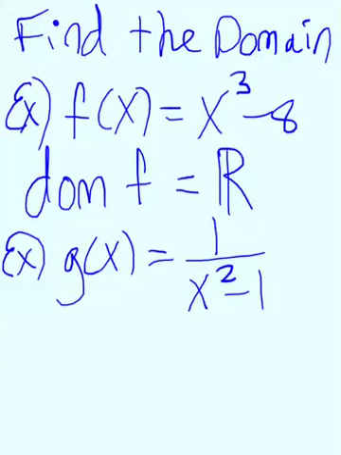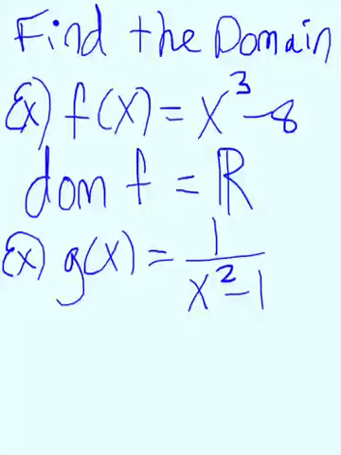Let's consider the following example, g of x equals 1 over x squared minus 1. And once again, we'd like to find the domain of that function. So again, we look back at our regular operations of arithmetic: addition, subtraction, multiplication, division, powers, and roots, and try to find, is there anything that we can't do?